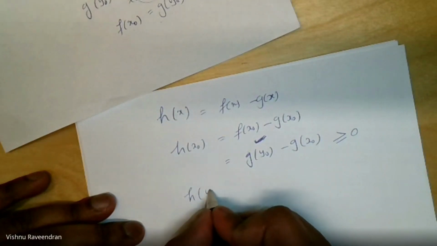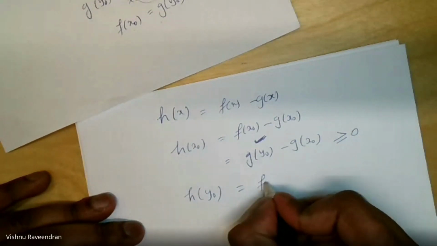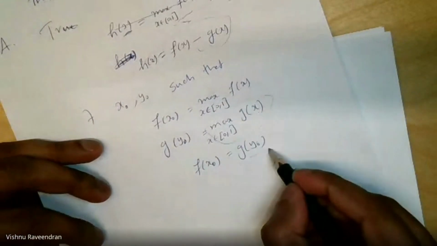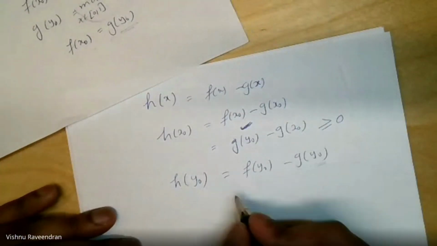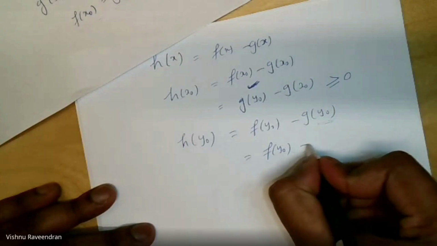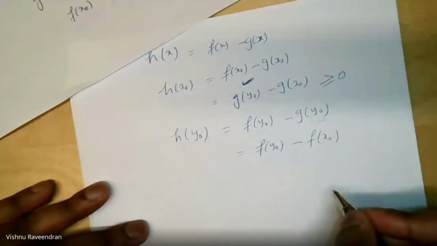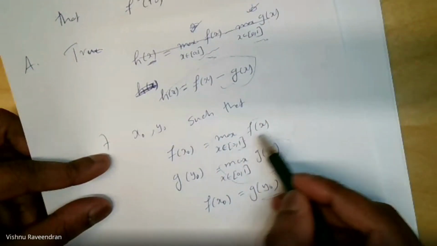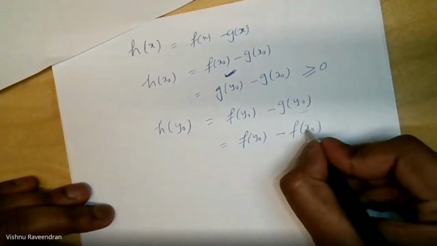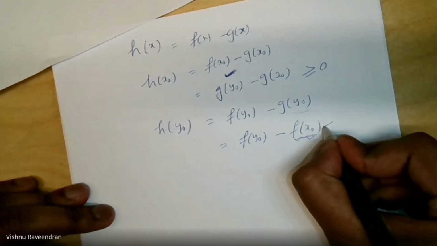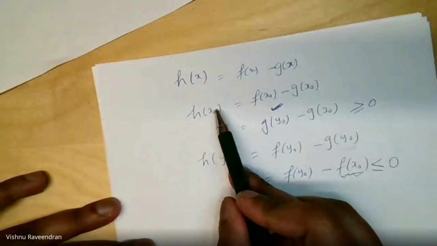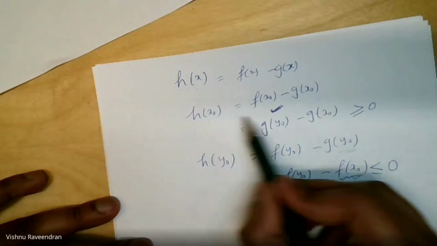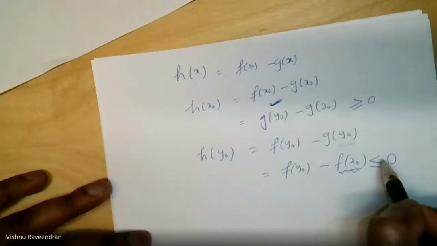Similarly, we can check what is h of y naught, which will be f of y naught minus g of y naught. And we can use g of y naught equal to f of x naught again here. So it will be f of y naught minus f of x naught. And this f of x naught we defined as the maximum of f of x, right? So f of x naught will be the bigger number. So this will be less than or equal to 0. So we have a continuous function h of x, and h of x naught is greater than or equal to 0, and h of y naught is less than or equal to 0.